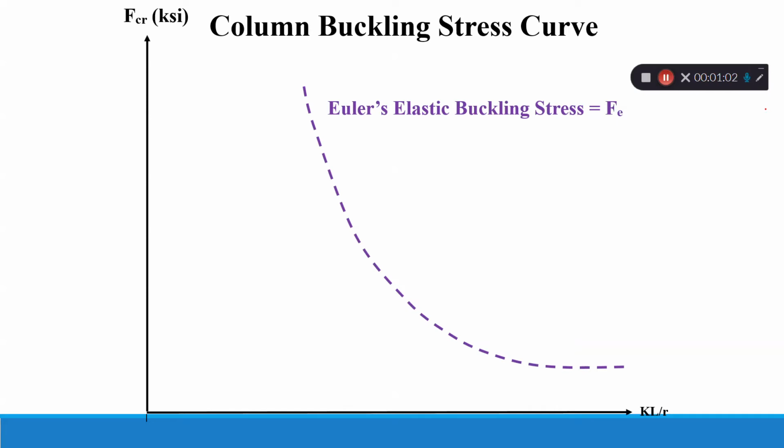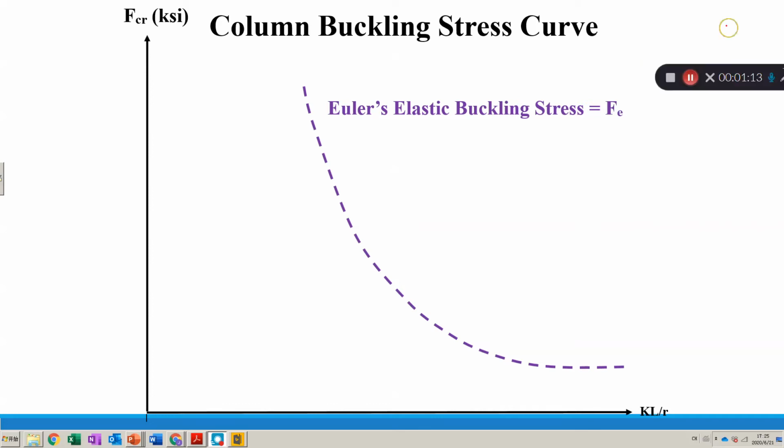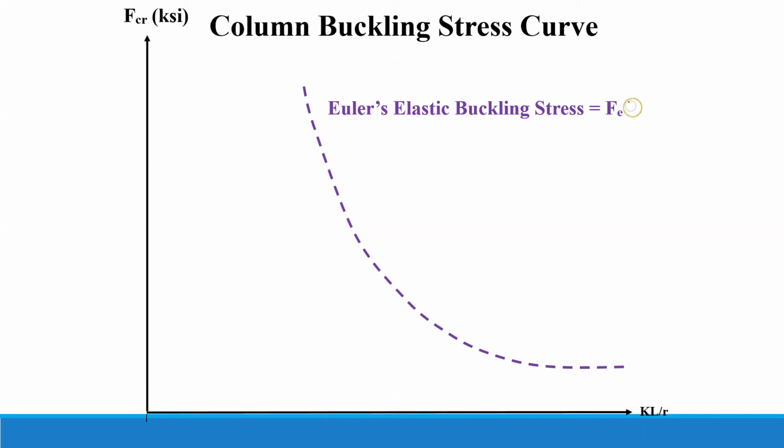Okay, so in the Canvas course 3.1, we talk about the Euler's elastic buckling stress, Fe. It is equal to π squared E over (KL/r) squared, and the KL over r is called the slenderness ratio. It defines if the column is slender or not.